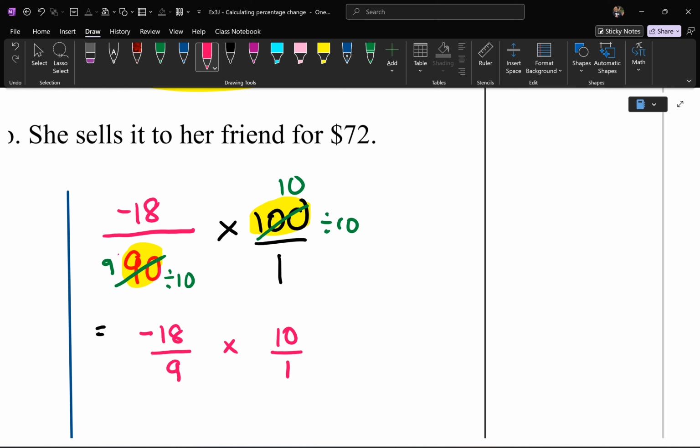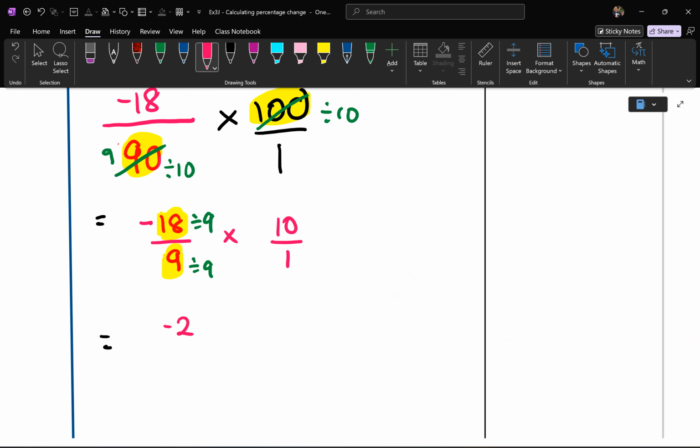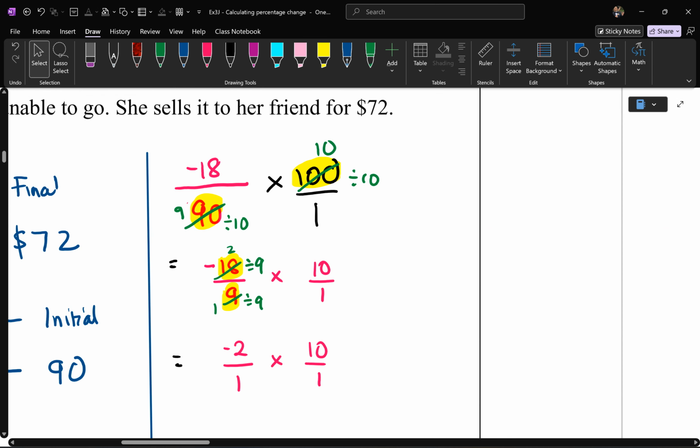Now you can still do top with top, bottom with bottom, but I still can see there's two more numbers that I can simplify. Which two can you see? Hands up. Which are the two? Leon. Is it 18 and 9? 18 and 9 have a common factor of what? 9. Very good. So 9 goes into 18 twice. So negative 2 over 1. Very good. So this becomes 2. This becomes 1. And we still have times 10 over 1. Now that's a much better fraction to work with than the very first one.